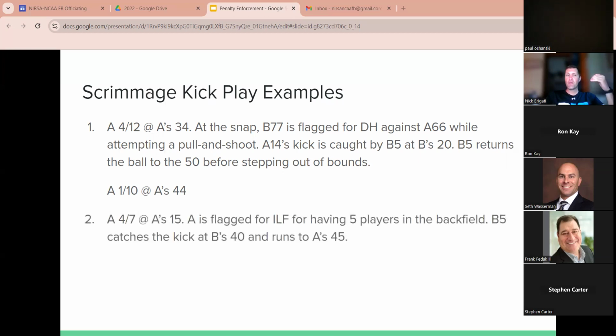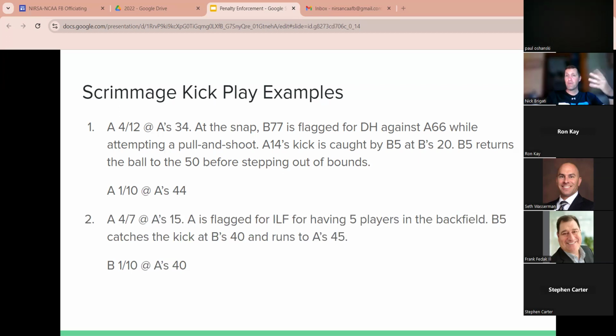But if we have a situation where it's 4th and 7 at A's 15 and A's flagged for illegal formation for having 5 in the backfield, and the kick is caught at the 40 and returned to A's 45, B would likely just take that penalty tacked on to the dead ball spot, end of the return.